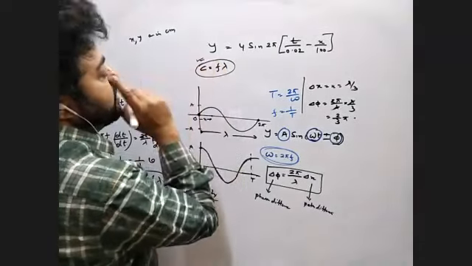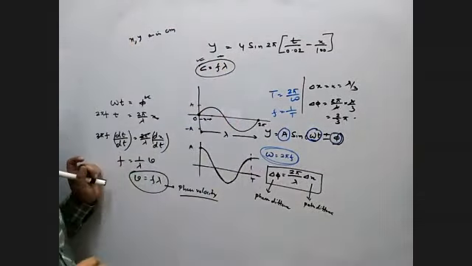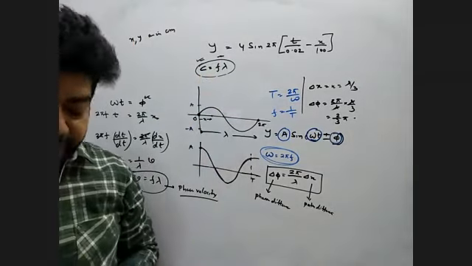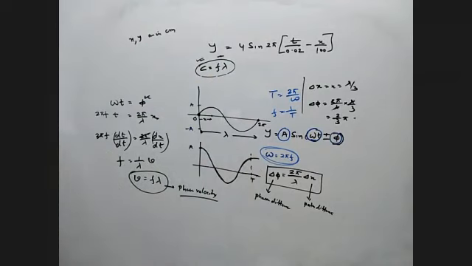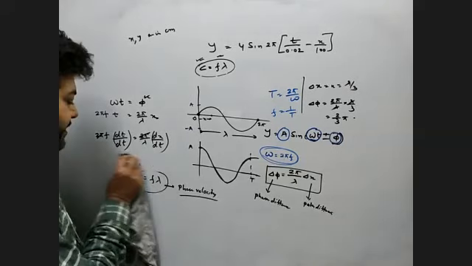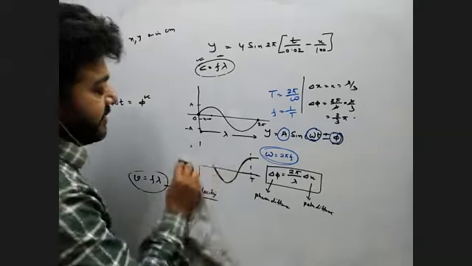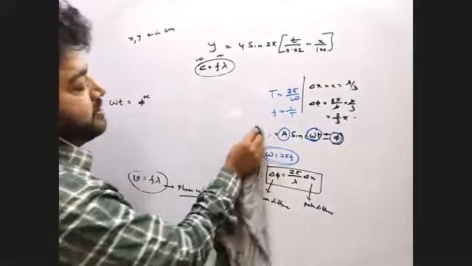So if you know velocity, you can find out frequency. If you know frequency, you can find out velocity, or if you know velocity and frequency, you can find out wavelength. Is it clear, everyone? Yes, sir. Apart from this, one very important thing is v equals f lambda. The second very important thing is that this velocity is called the phase velocity.